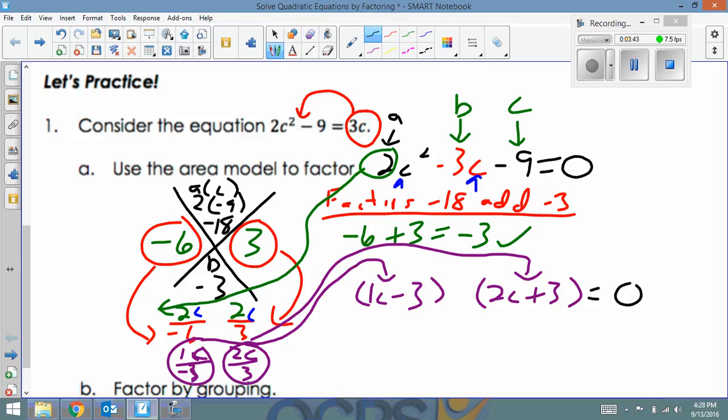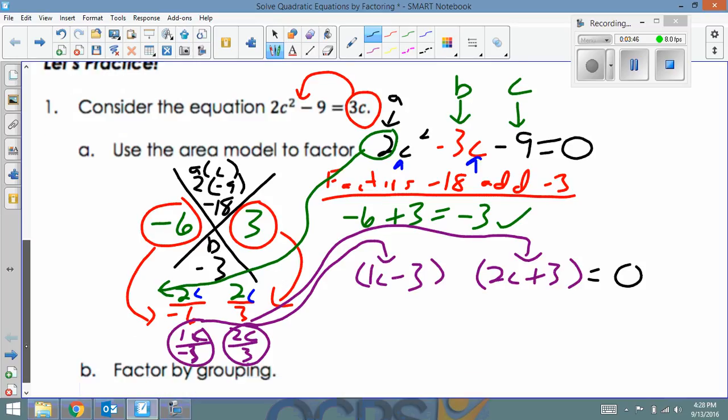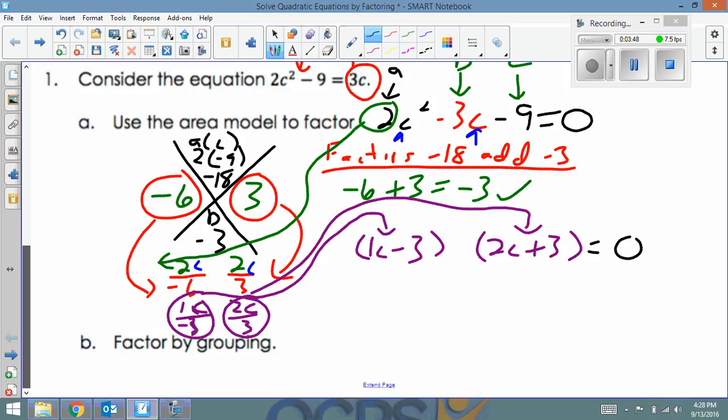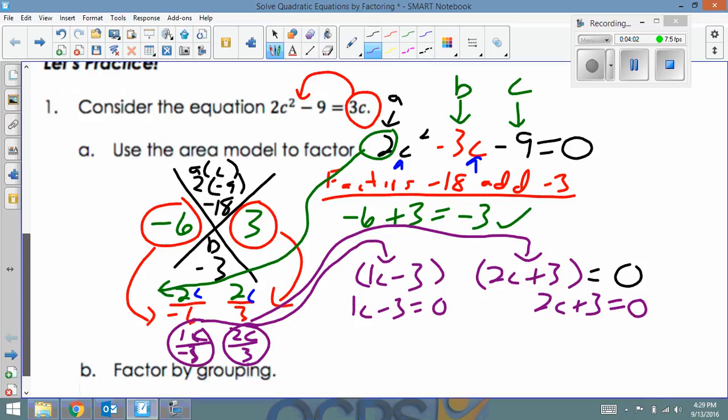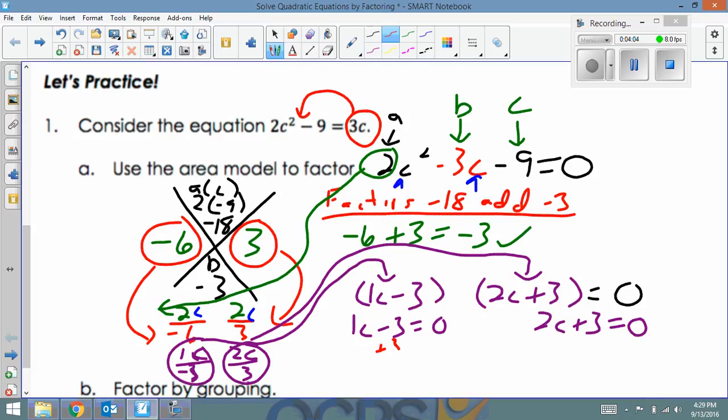Now, when you're solving any type of quadratic, and I'm going to solve this one since it's set up for me, you're going to take each set of parentheses. So we're going to take this 1c minus 3 and set it equal to 0. And then we're going to take this 2c plus 3 and set it equal to 0. So now we're going to solve each one out. For this one, we're going to add 3 to both sides. So I get c is equal to 3.